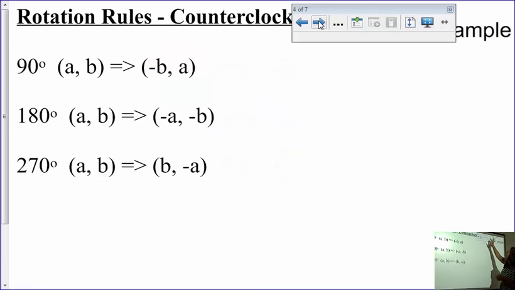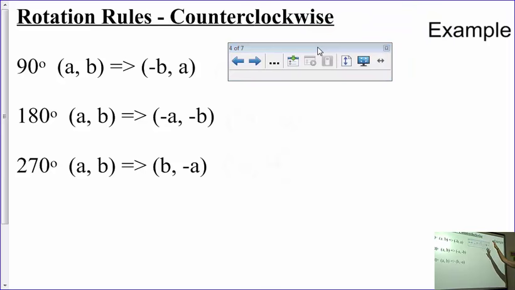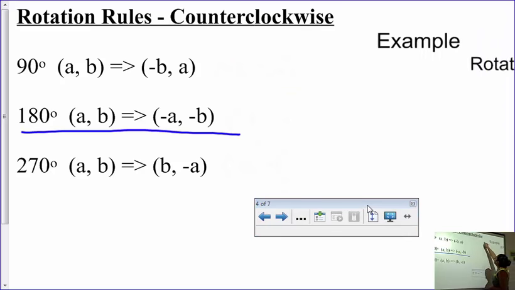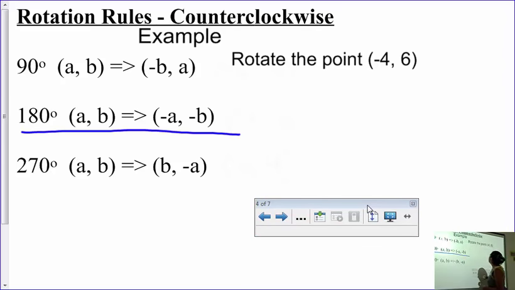Here are the rules for a counterclockwise rotation. So notice that for this one, 180 degrees is the same rule, but that's just because 180 degrees is exactly opposite no matter which way you go on the coordinate plane. Go ahead and write these down and then try on your own filling in the ordered pairs that would become after the rotation using the point (-4, 6).